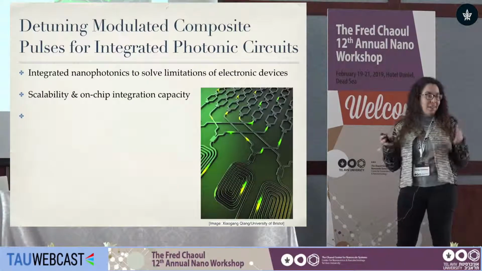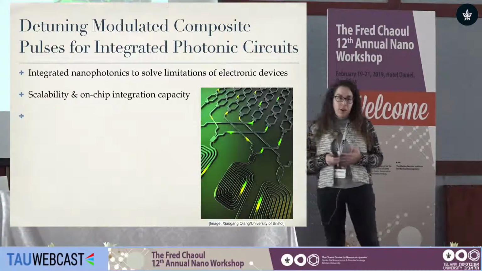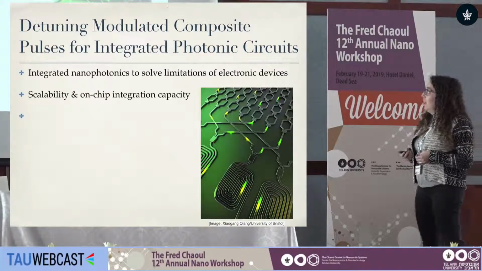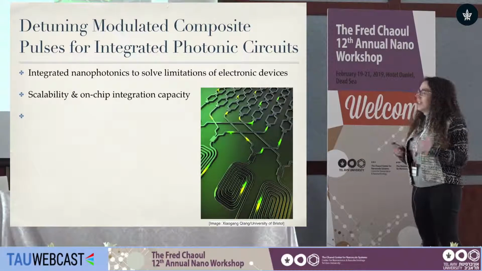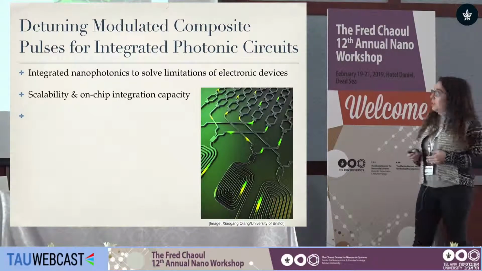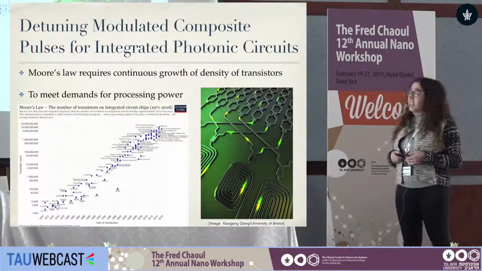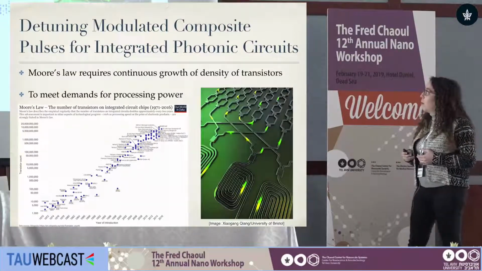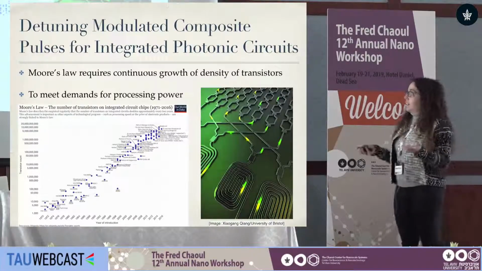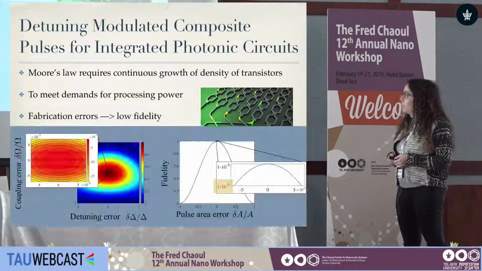Okay, and this is where the core part of my talk comes in. Integrated nanophotonics is the field which studies the manipulation of light at the nanoscale. It is a strong contender to solve the current limitations of electronic devices due to their scalability and on-chip integration capacity. This is a result of Moore's law, which requires the continuous growth of density of electric transistors in, let's say, a chip in order to meet demands for stronger and stronger processing power.